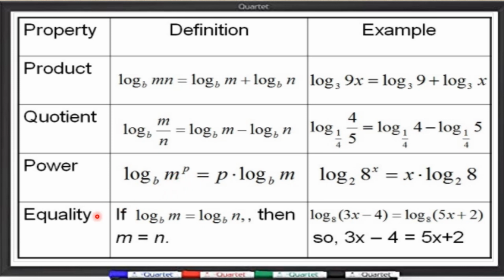For equality, log of m to the base b is equal to log of n to the base b. They must have the same base. So for product, log of m multiplied by n is equal to the sum of the logs, as if you distributed it and made it additive.